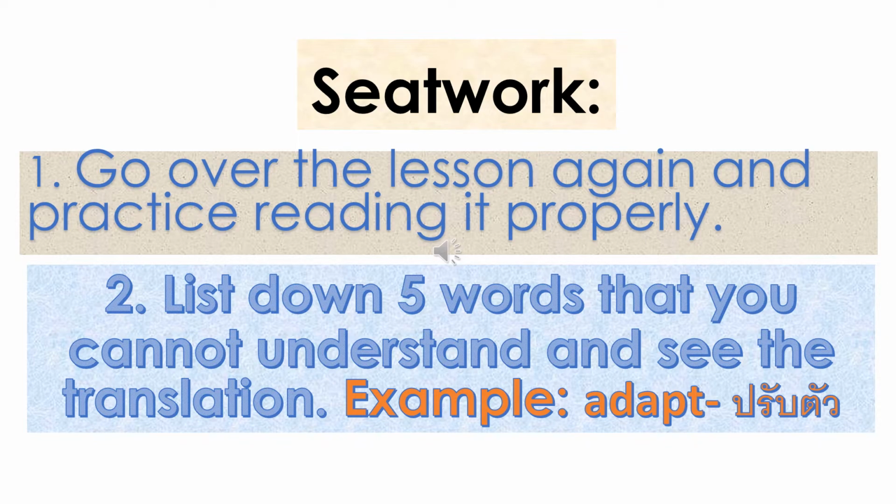This is it. Seatwork. Number one, go over the lesson again and practice reading it properly. If you cannot make it perfect, go over it and read it again. Read and read until you can perfect it. Number two, list down 5 words that you cannot understand and see the translation. You need to list down 5 words only in your notebook. For example, adapt. And then that is the translation in Thai.